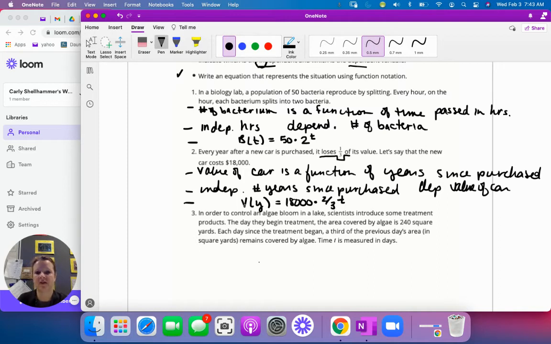And then my equation, my function is the value evaluated at t. So V of t is 18,000 times 2/3 to the t. That's the amount remaining. We lose a third of it, there's 2/3 remaining. Okay? Okay, this last one. Again, push pause and try it on your own.